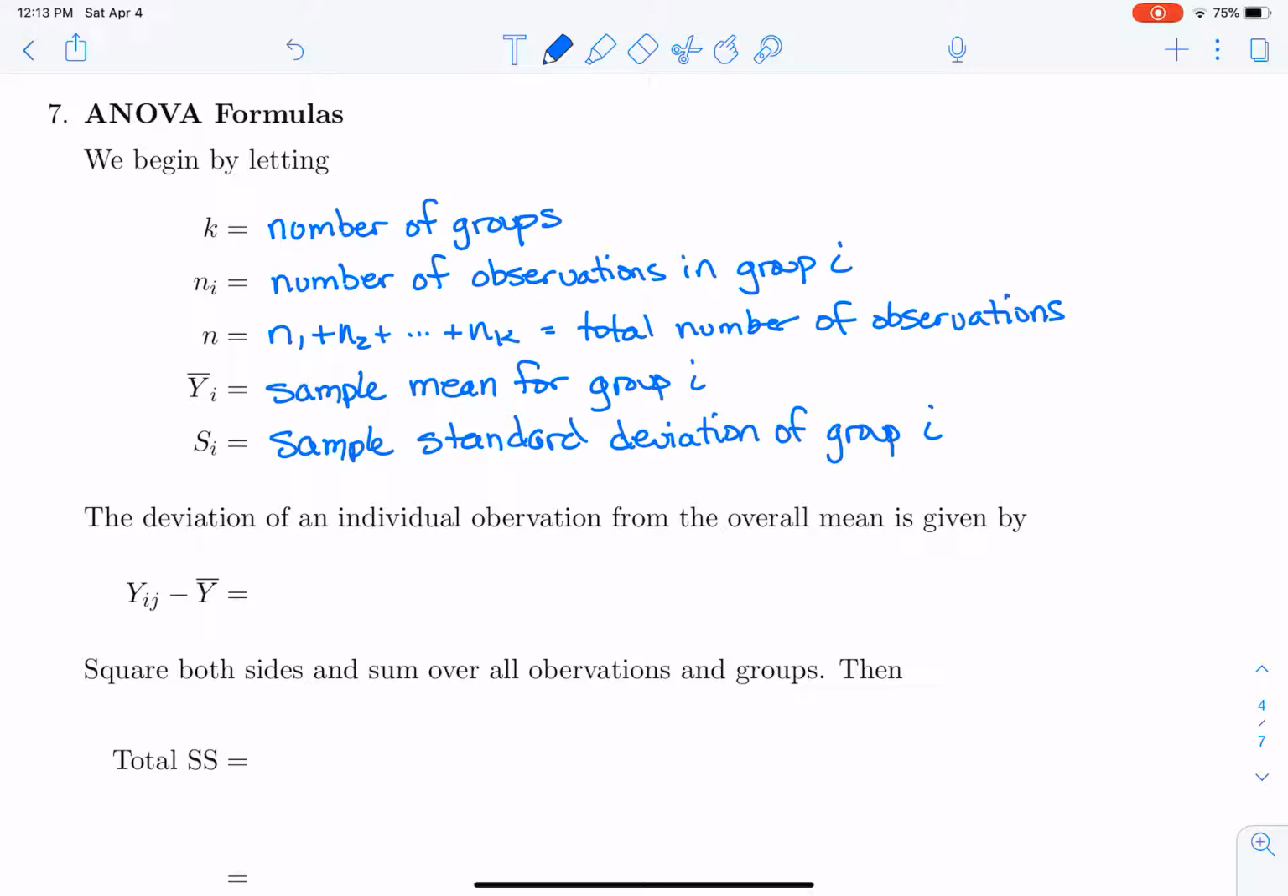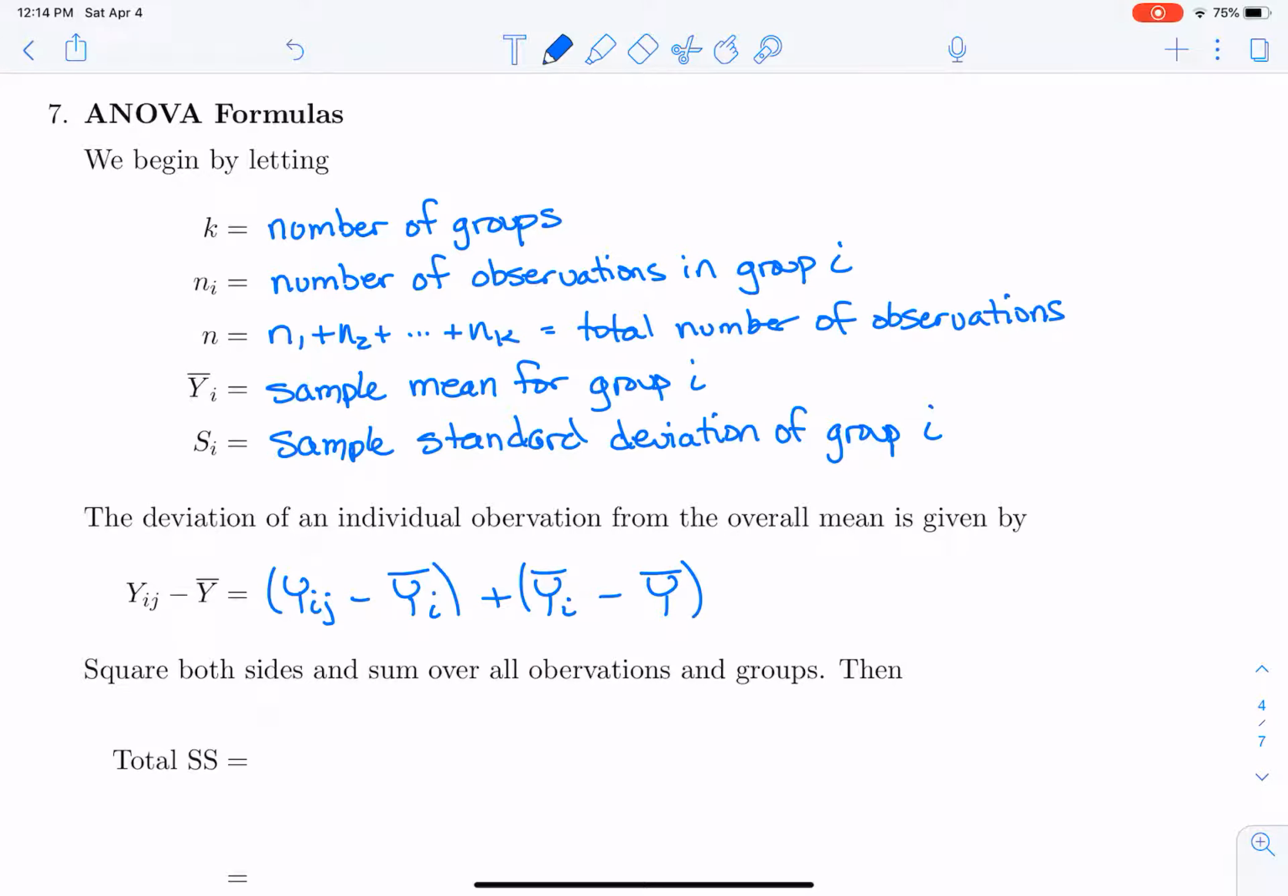Okay, so let's start with the deviation of an individual observation from the overall mean. We looked at this once before, y sub ij minus y bar. How far is one individual from the overall mean? Well, we're going to break this into 2 pieces. We're going to do y sub ij minus y sub i bar. Then we're going to add back y sub i bar and then subtract y bar, so that we break this up into the deviation of an individual from its group plus the deviation of the group from the overall mean.